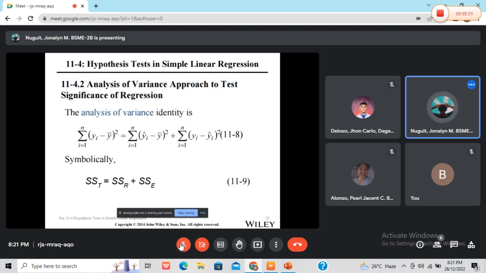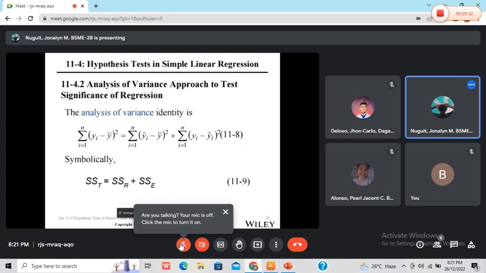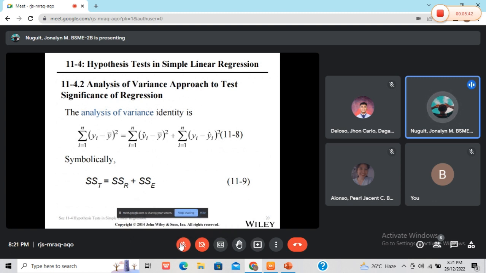The next is analysis of variance approach to test significance of regression, which uses the variance of the observed data to determine if a regression model can be applied to the observed data. As you can see on the screen, the analysis of variance identity is this. Then symbolically, SS sub T is equal to SS sub R plus SS sub E.